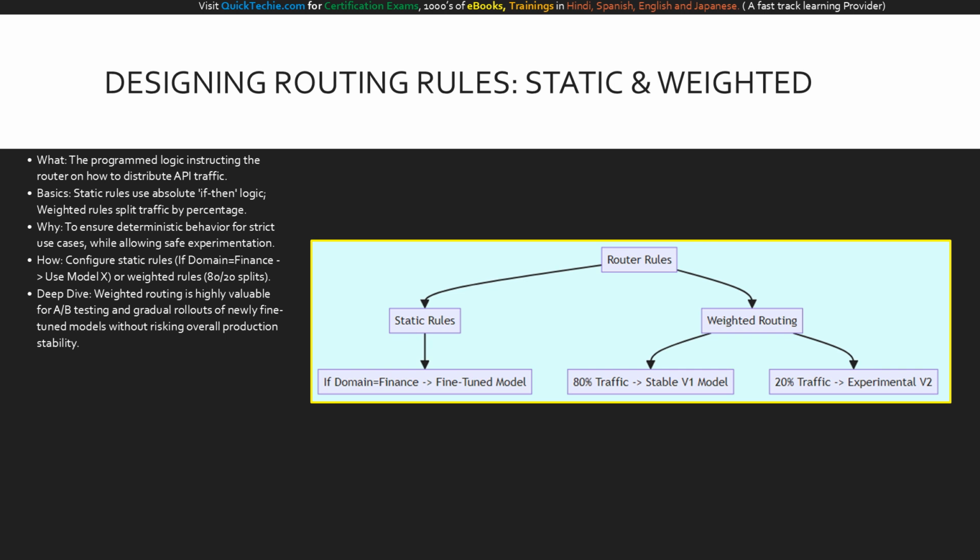How are these applied? Static rules are if-then statements. For example, you can set a rule that says, if task equals classification, use an SLM, or if domain equals finance, use the fine-tuned model.